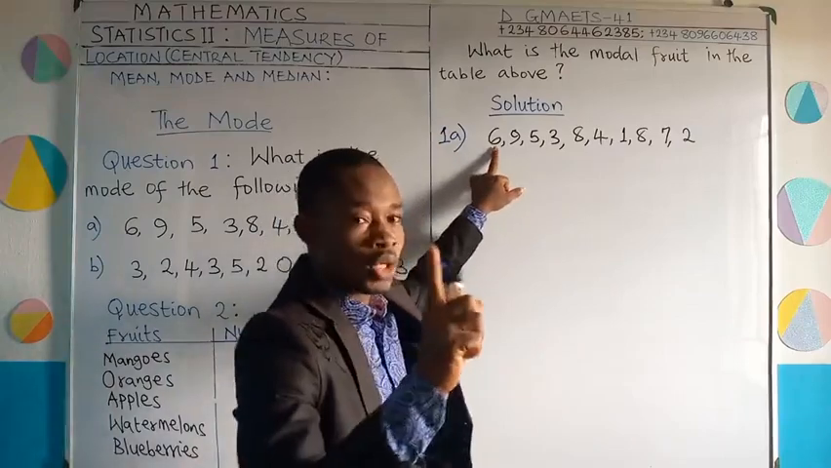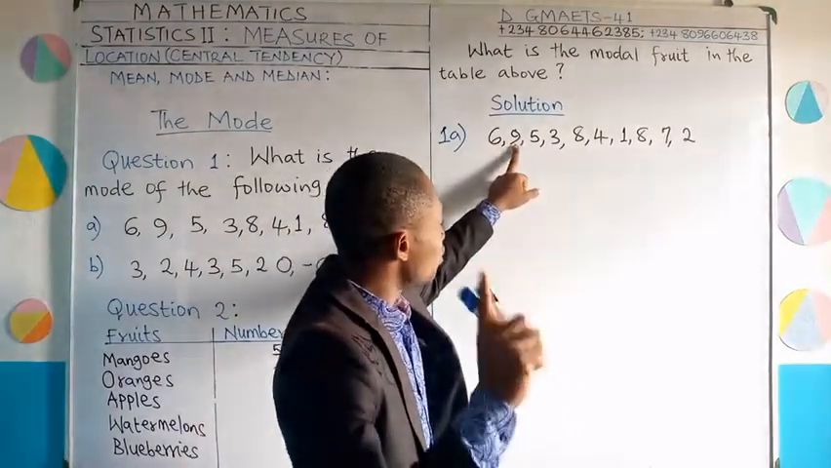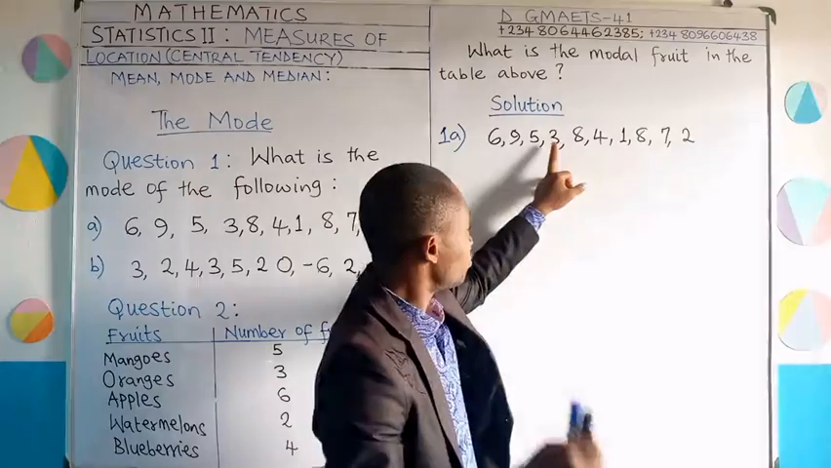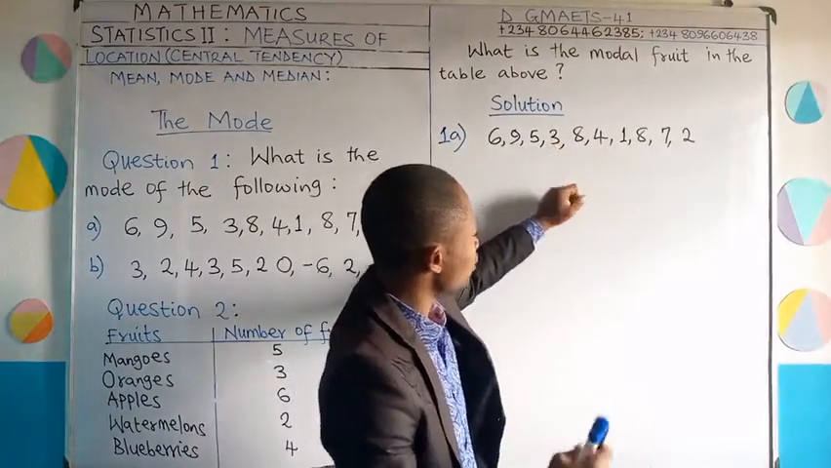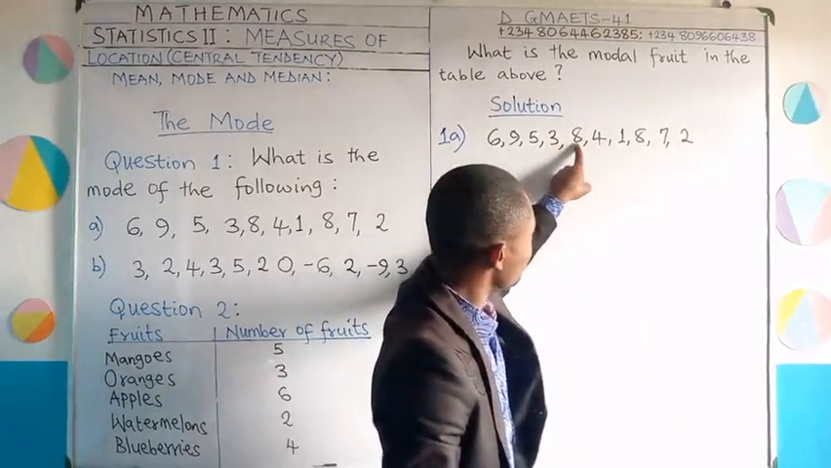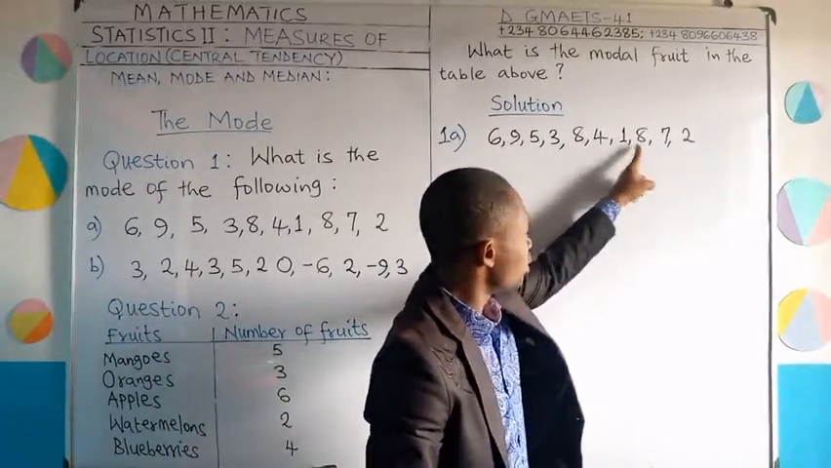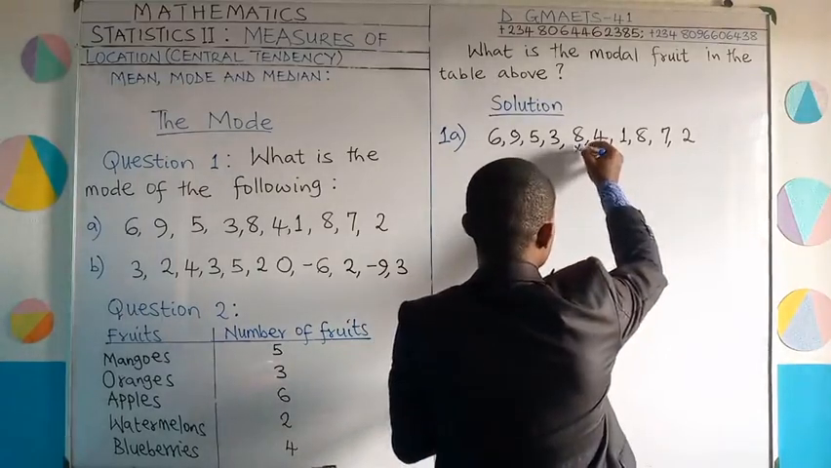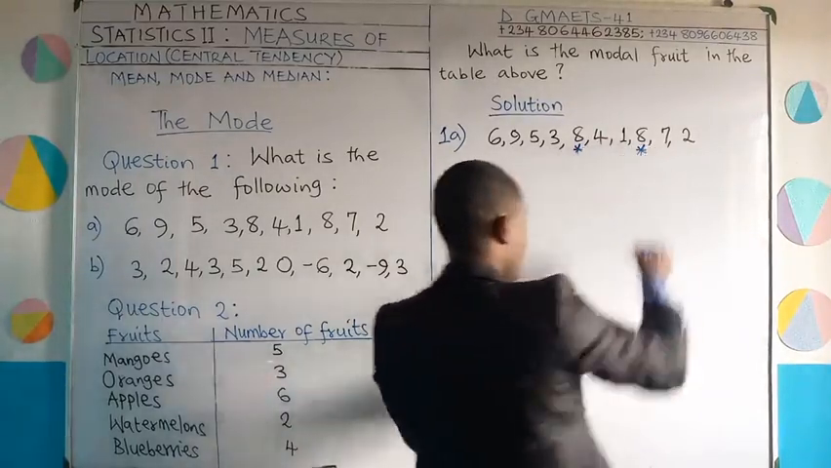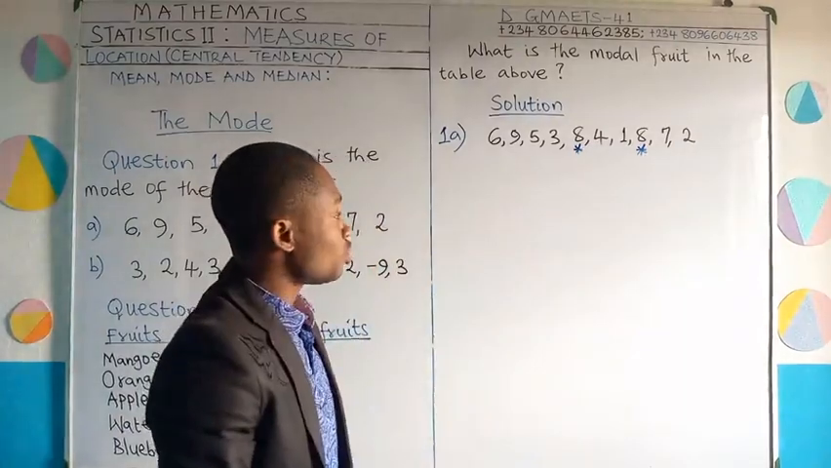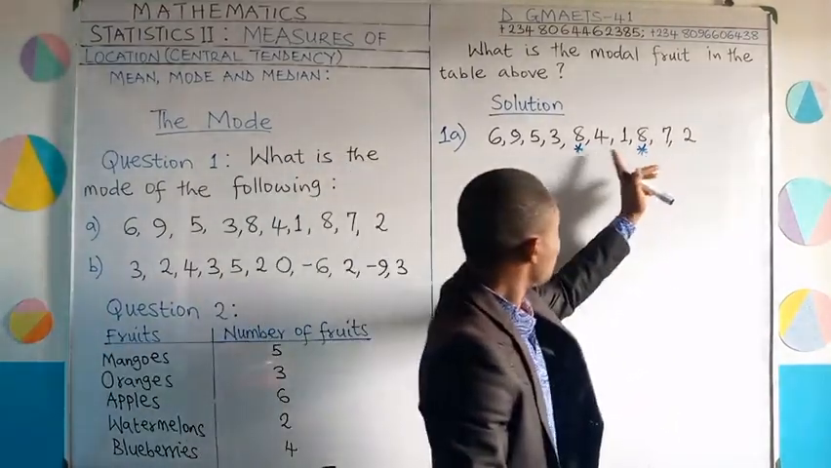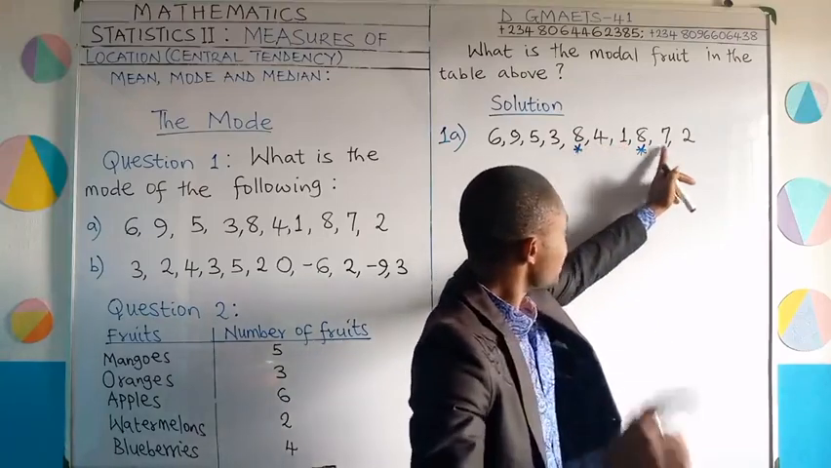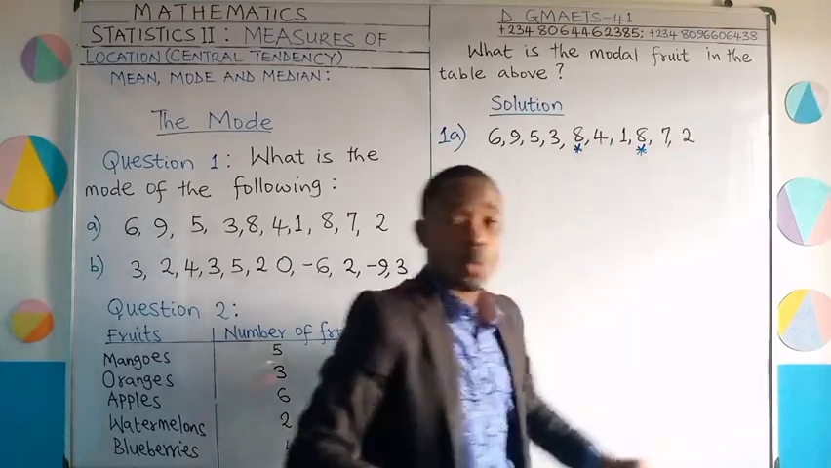6 appeared only once, 9 appeared only once, 5 appeared only once too, 3 appeared once, 8 appeared 2 times. Look at one here, look at another one here. Let me take note of that 8. So it appeared 2 times. Then 7, 4 appeared once, 1 appeared only once, 7 appeared once, 2 appeared once.